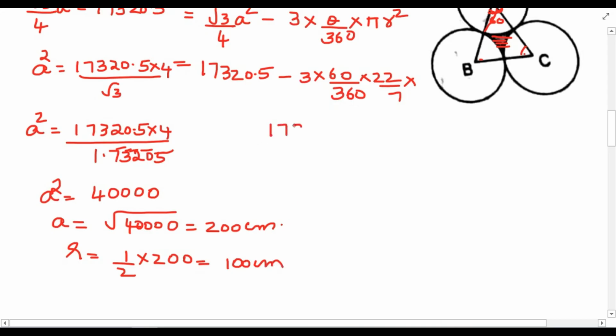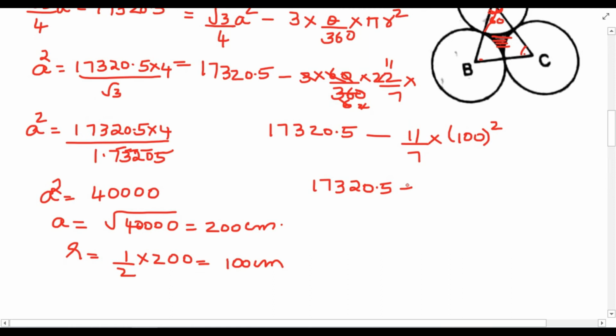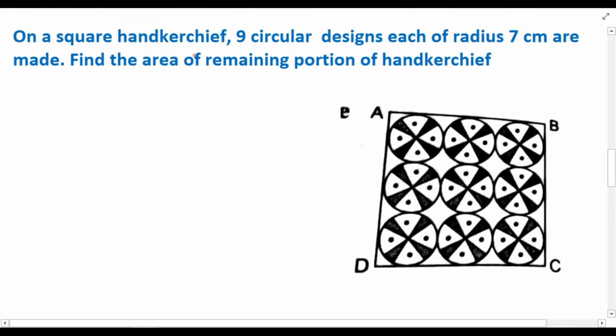Now we can substitute 17,320.5 minus this, you can cancel, which is equal to 6 by 11. So it is 11 by 7 into r square, that is 100 the whole square, so which is equal to 17,320.5 minus 700, which is equal to 1620.5 centimeter square.